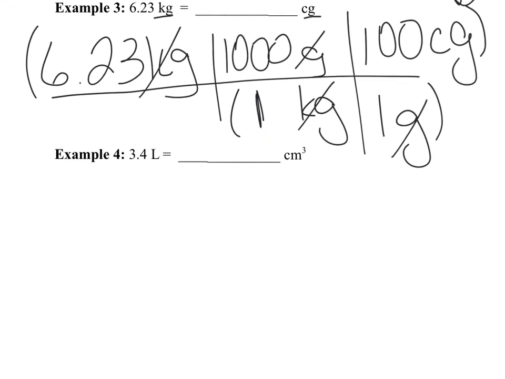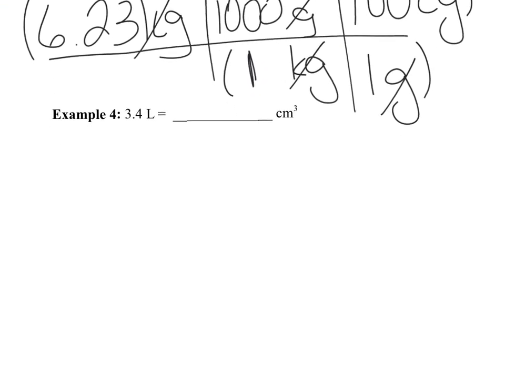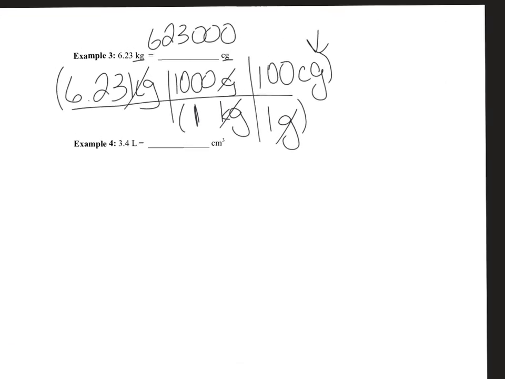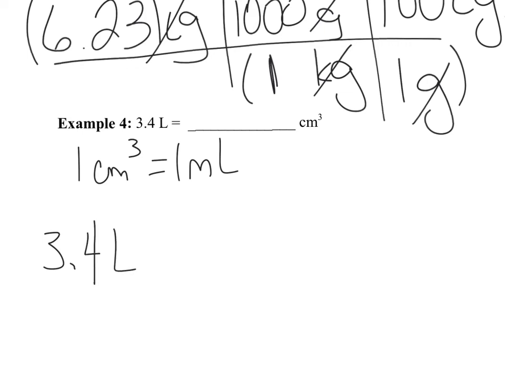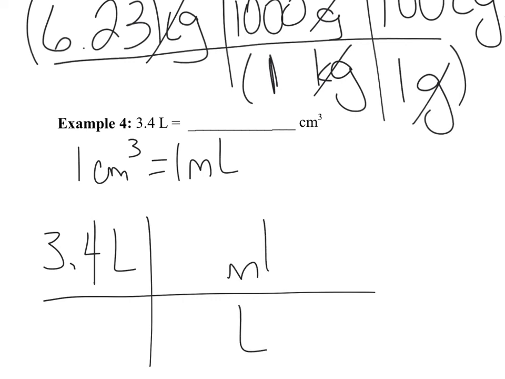Last one, example number 4. I want to take 3.4 liters and go all the way to centimeters cubed. Now for this one, we have to remember that one special conversion. For every 1 centimeter cubed, I have 1 milliliter. Now I can't use it right away because I don't have milliliters yet, but I do have liters. So I know my first conversion can go from liters into milliliters.